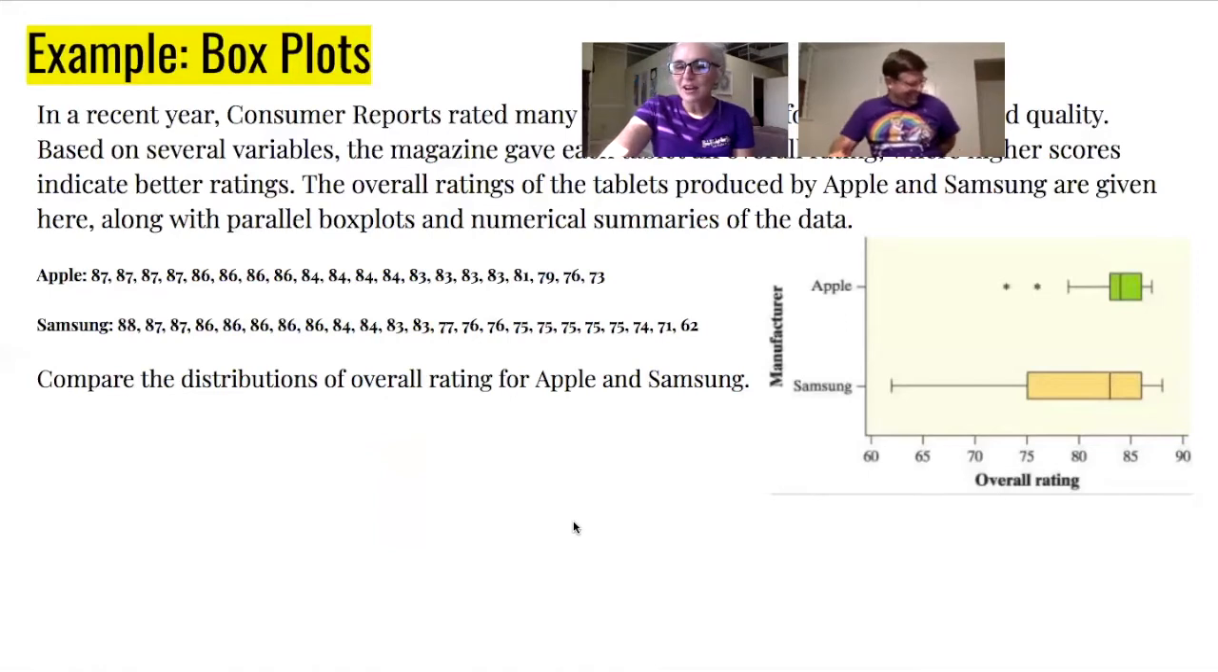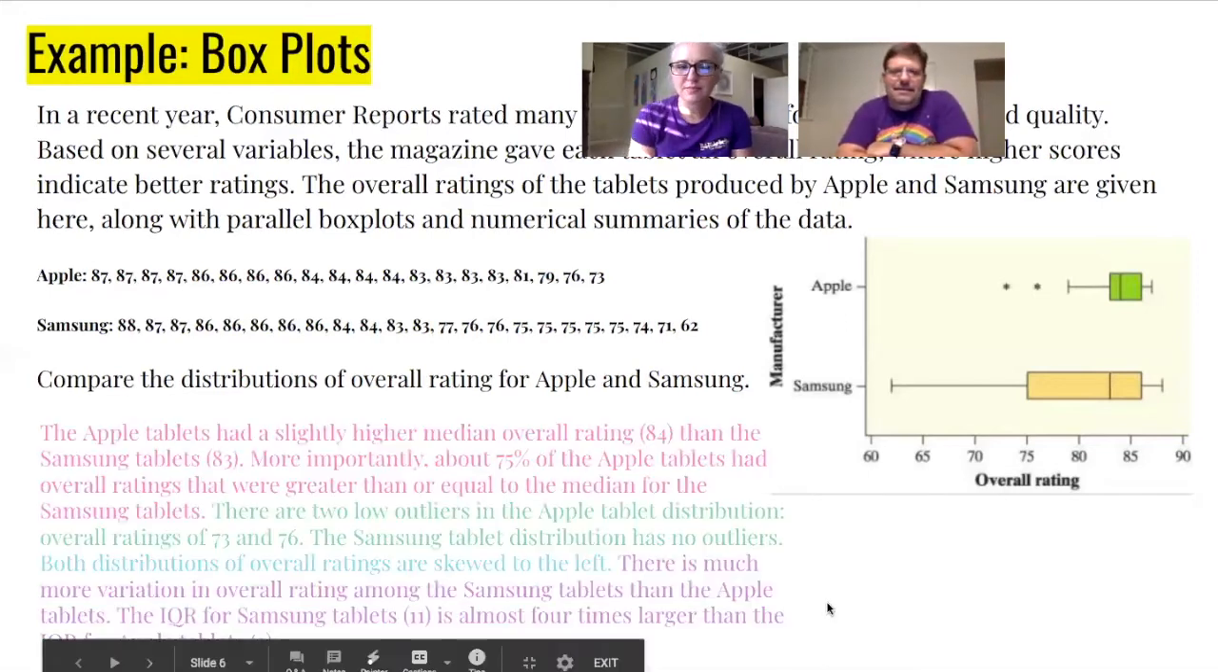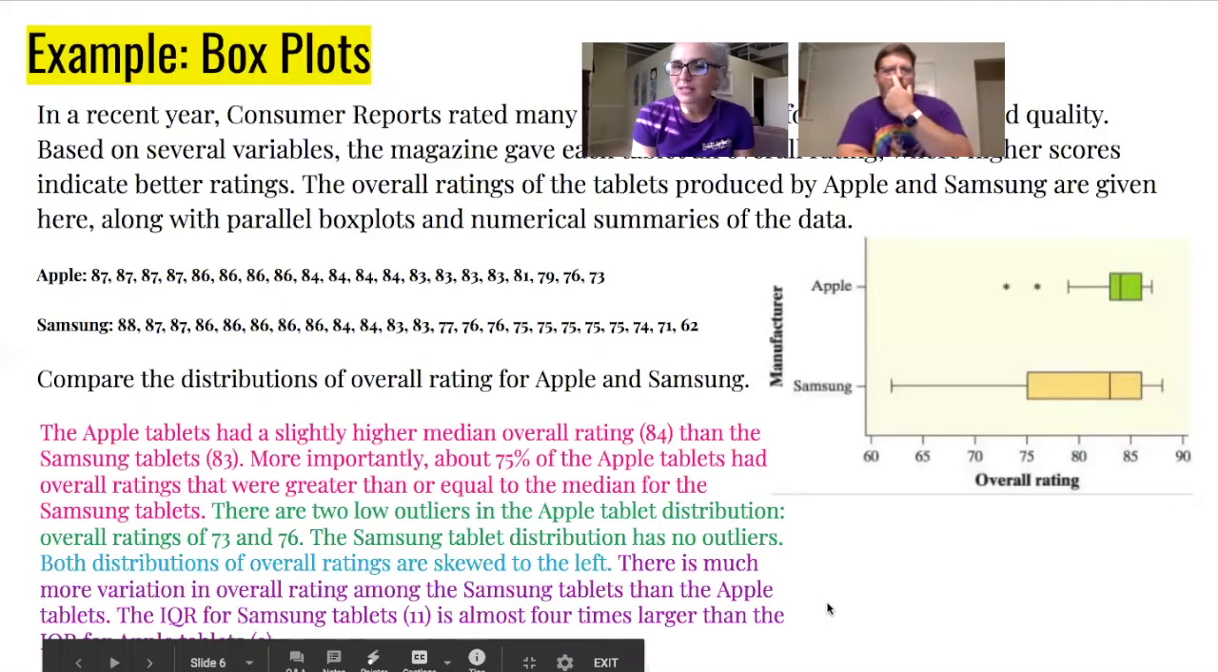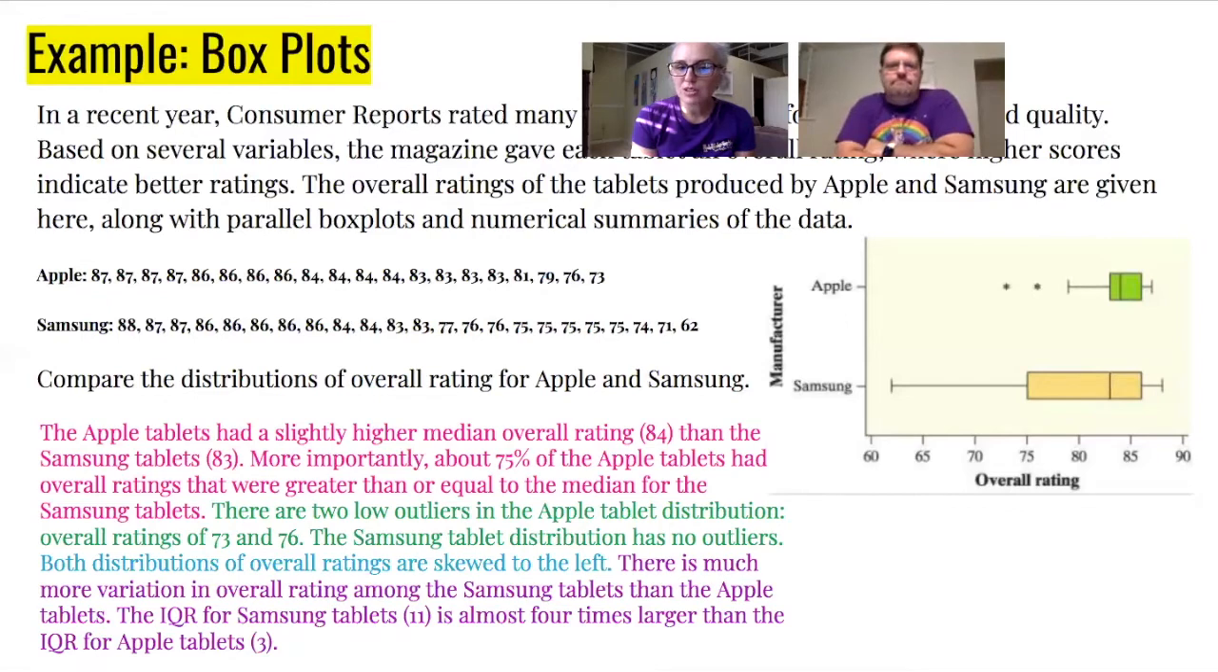Okay, so I'm going to go ahead and throw this up here and then we can discuss it. When you discussed, I hoped you used the medians because they're pretty easy. You can see that the Apple tablet has a slightly higher median overall rating at about 84 than the Samsung at about 83. So the median ratings themselves really aren't that much different.